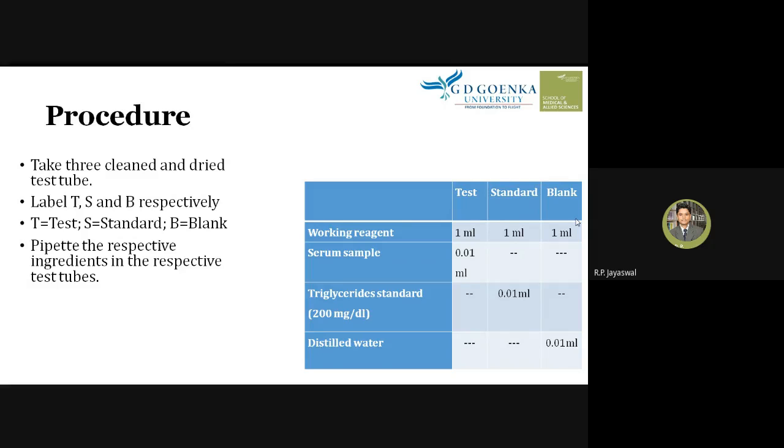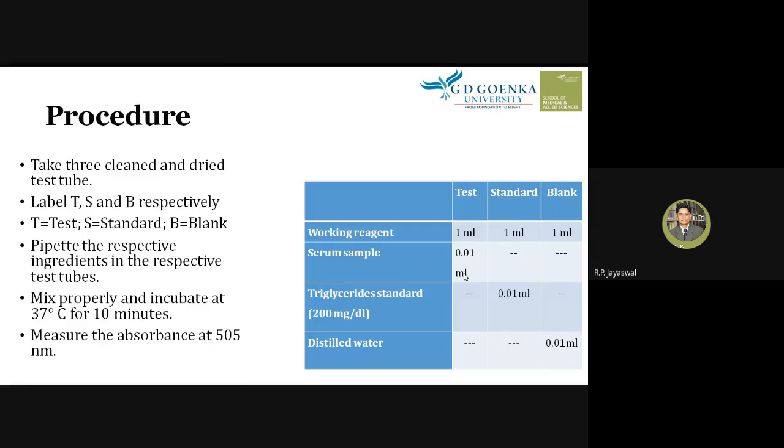After adding these ingredients into the T, S, and B, meaning test, standard, blank tubes, you need to mix it properly and incubate at 37 degrees Celsius for 10 minutes. Incubation is very important, because during that incubation period at 37 degrees Celsius the reactions take place in the specific test tubes. Because of the enzymatic reactions, at the end we get a quinone imine complex, and it produces a color, and the color intensity can be measured with the help of a colorimeter.